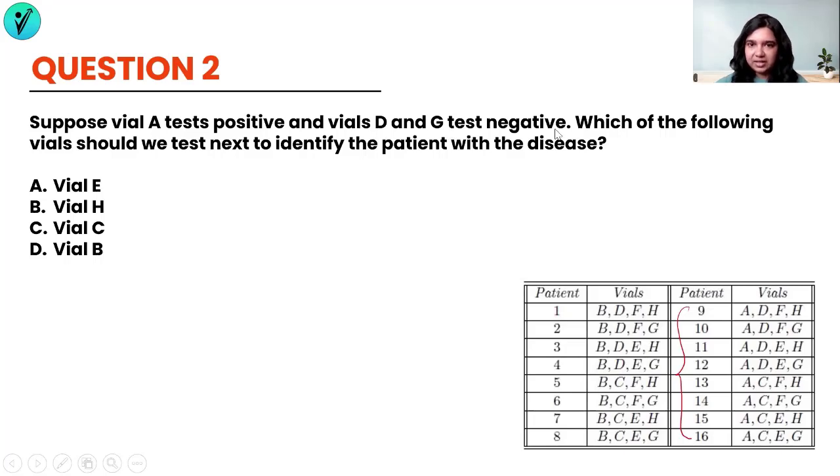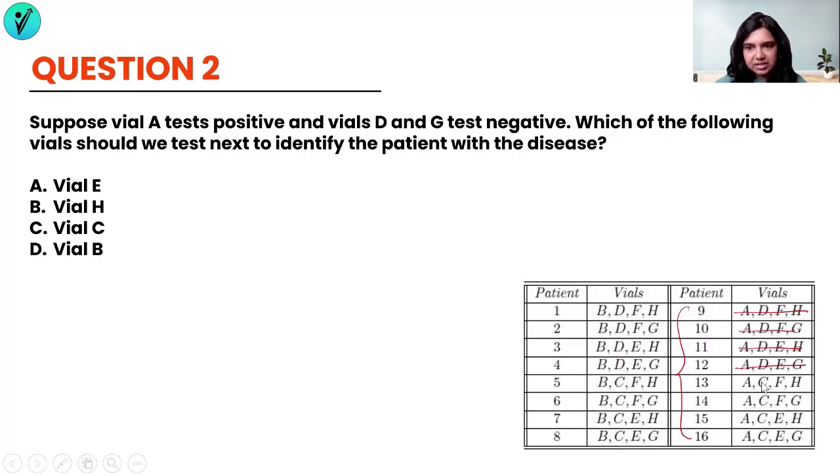And whilst D and G are negative, similar to the previous question, let's cross out everyone who has a D or a G in their code as such. So 9 is out because they have a D. 10 has both, so that's also crossed out. 11 has D and 12 also has D. So these are out.